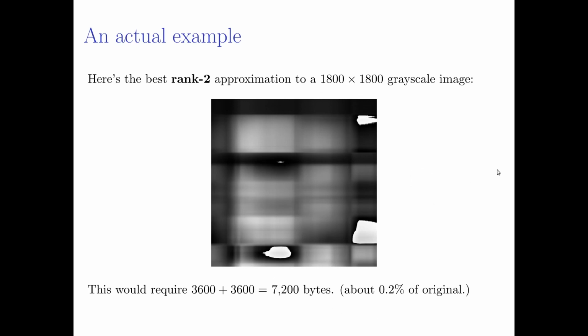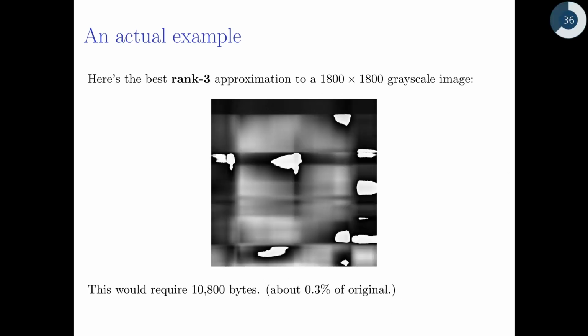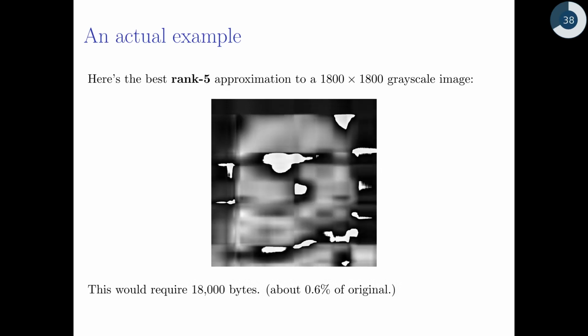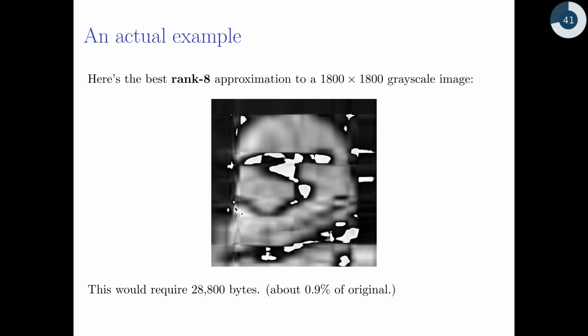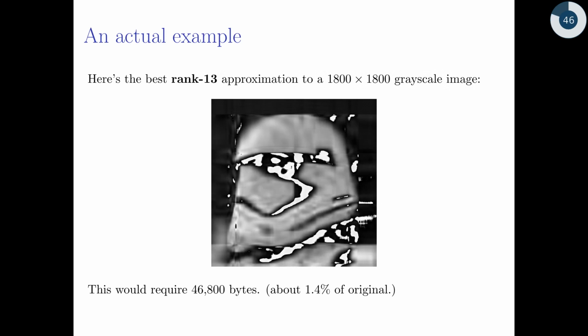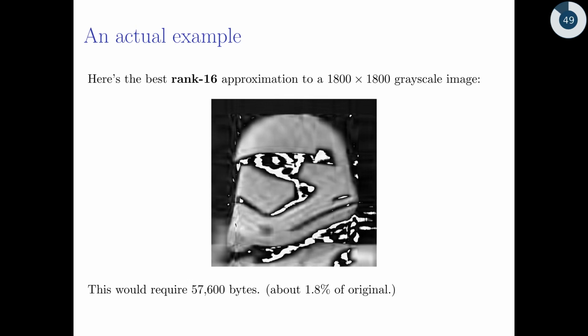Now, I want you to see if you can figure out at what point you can identify the image. Here's the best rank 3, best rank 4, best rank 5, 6, 7, I bet some of you have got it now, 8, 9, 10, 11, we've just passed about the 1% mark, 12, 13, 14, 15, 16, 17, 18, 19, 20.